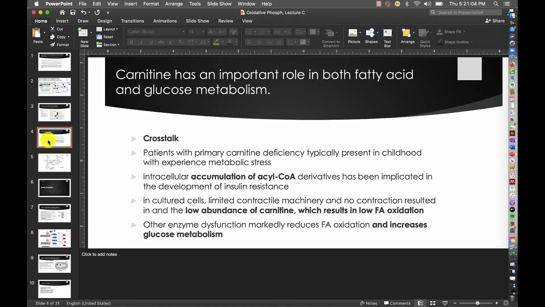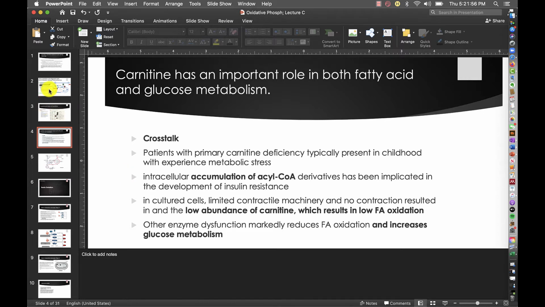In cell culture, right? So when we're doing cell cultures and we're controlling the environment, one thing that's interesting about cell cultures, and this is why cell culture is not a really strong means of proving a hypothesis, is that cell cultures have very limited contractile machinery. So they do have some myosin and actin, but it's not like what we see in a human muscular tissue, right? And cell cultures, you can't contract them unless you add caffeine to the culture or you stimulate them with electricity. So you can artificially contract them. But when you don't contract cell culture, there is a low abundance of carnitine, right? So that tells you that muscle contraction plays a role in carnitine expression and activity, right?